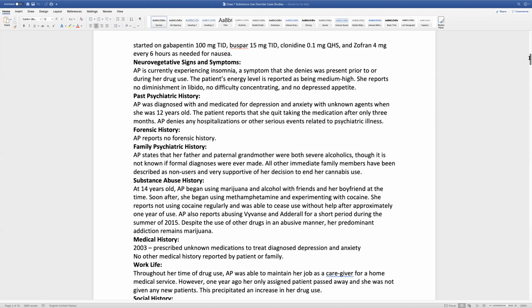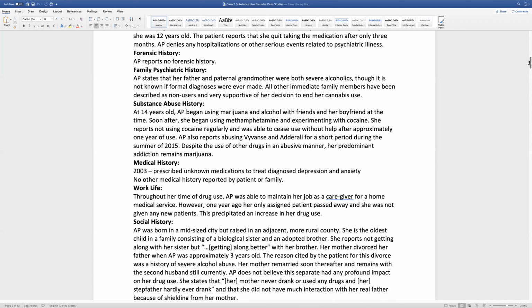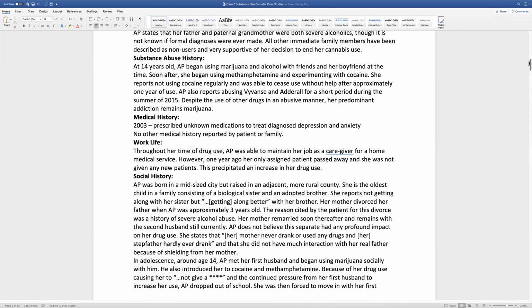Substance abuse history includes, at 14 years old, she began using marijuana and alcohol with friends and her boyfriend at the time. Soon after, she began using methamphetamine and experimenting with cocaine. She reports not using cocaine regularly and was able to cease use without help after approximately 1 year of use. AP reports using Vyvanse and Adderall for a short period of time during the summer of 2015. Despite the use of other drugs in an abusive manner, her predominant addiction remains marijuana. Okay. Medical history: prescribed unknown medication to treat depression and anxiety. Work life: throughout her time of drug use, AP maintained a job as a caregiver for a home medical service.